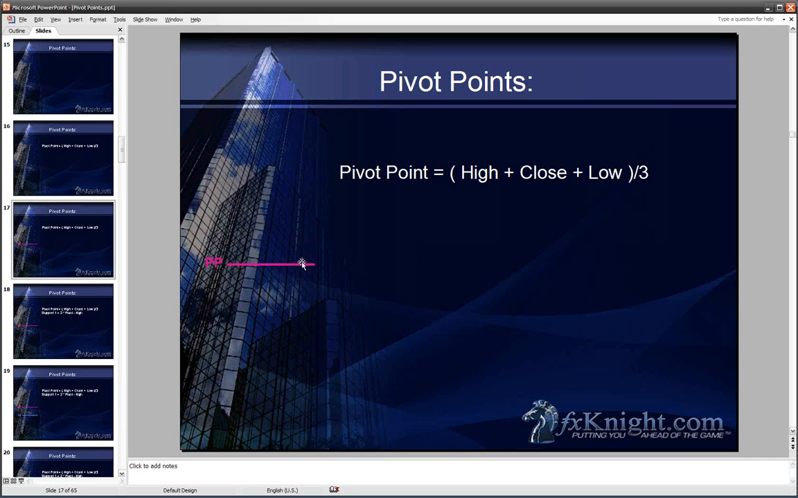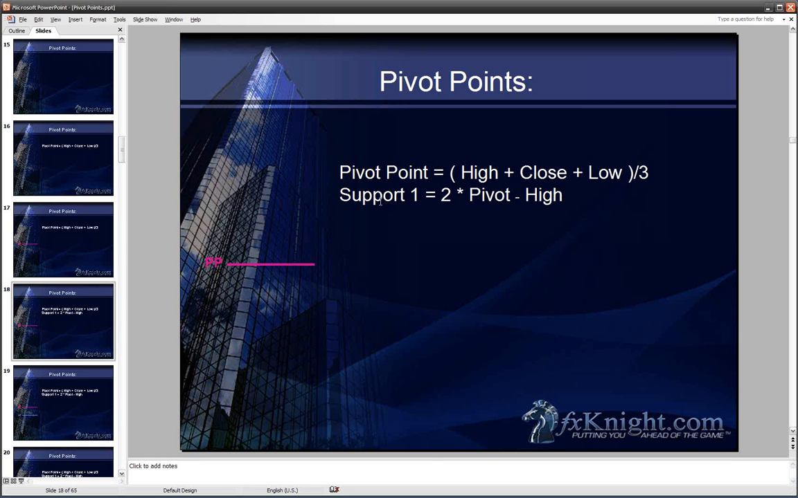Here's my central pivot point, sometimes abbreviated PP or CPP for central pivot point. That's the high plus the close plus the low divided by 3. Okay, don't get busy on the next part. You don't have to memorize these, you guys. I just want to show you how the other pivots are derived from the central pivot point.